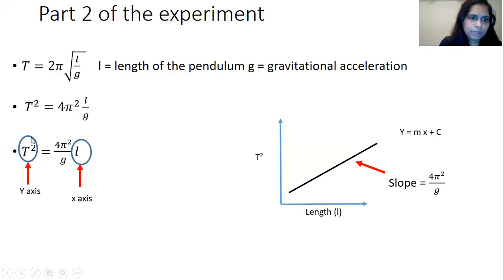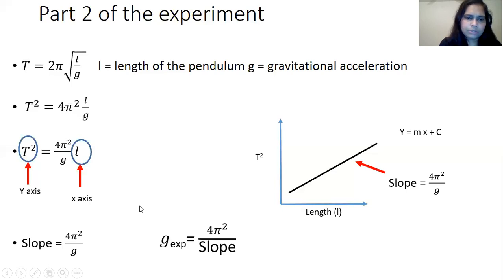So look at this one. We plot T squared on the y-axis and L on the x-axis, so the remaining piece represents the slope. Here 4π squared over g is the slope of the graph. Now let's rewrite that equation. Slope is 4π squared over g, and we need to solve for g experimentally. That's the goal of the lab, right? So I do cross multiplication here, and I get g experimental equals 4π squared over slope.